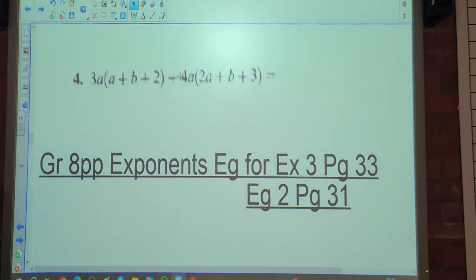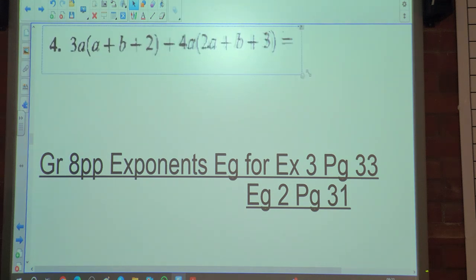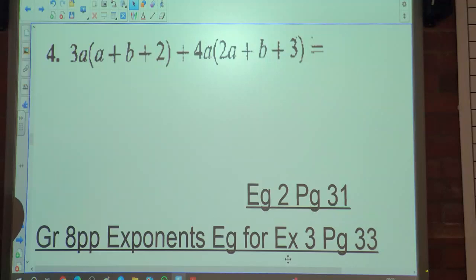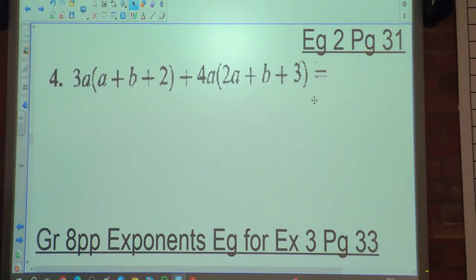Number 4, we've got 3a into (a plus b plus 2), plus 4a into (2a plus b plus 3). Write that down and then do it quickly.